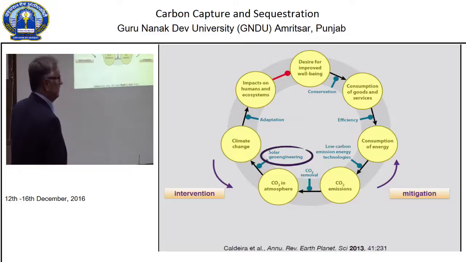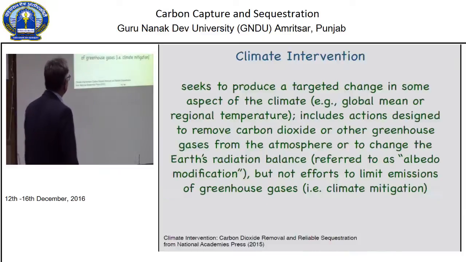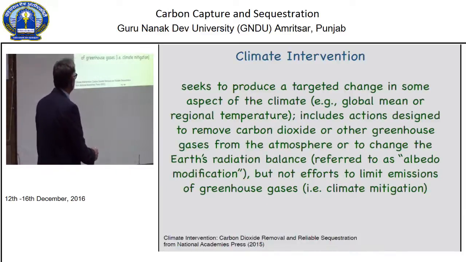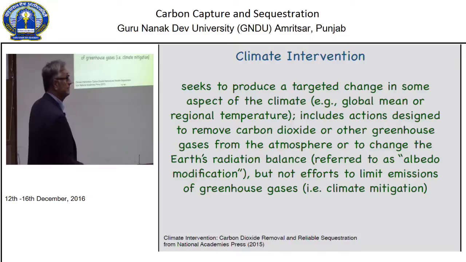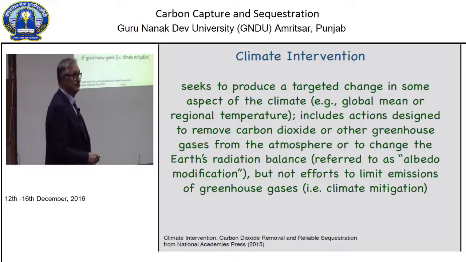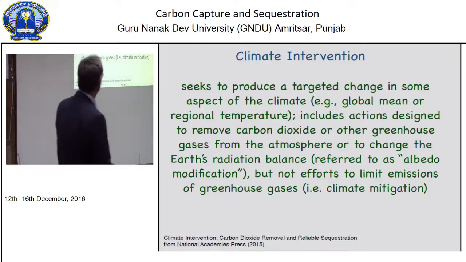So what about solar geoengineering? If the planet is warming up, why don't we cool it down? So there's interesting ways to do that. So climate intervention, let's look at these words carefully, seeks to produce a change in some aspect of the climate. So for example, the temperature. And that includes something to remove CO2 or other greenhouse gases from the atmosphere, or to change the Earth's radiation balance, and sometimes referred to as albedo modification. This is not the same as capturing CO2 from a coal-fired power plant. So it's this part of it that we want to spend the next minutes talking about, which is these intervention strategies.